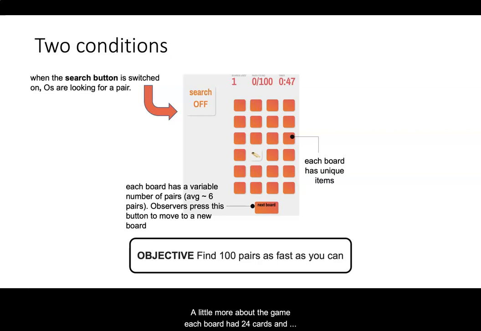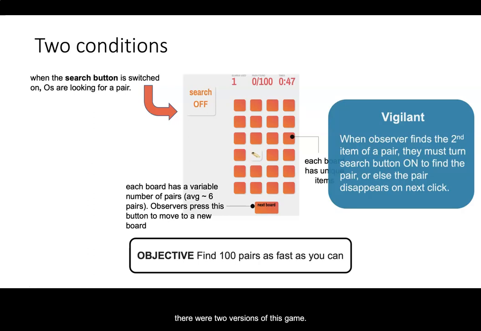Each board had 24 cards, and each board had a unique set of items and a variable number of pairs. On average, there were 6 pairs per board. So observers had to press the next board button to move on to a new trial or a new board. The objective was to find 100 pairs as fast as you can, and there were 2 versions of this game.